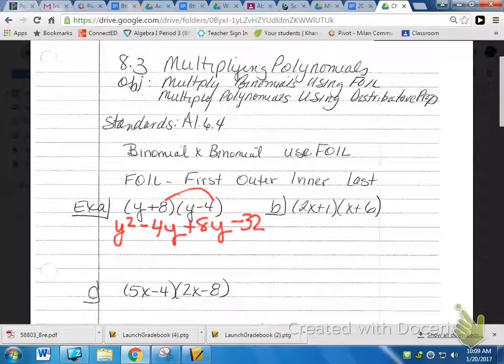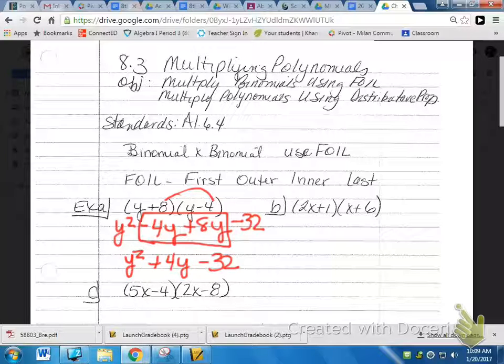Most of the time, almost always, these 2 in the middle will be like terms. It's not 100%, but pretty close. So you should not leave those separated. In fact, anything you're ever doing from now on, you always combine like terms first. So your final answer here would be y squared plus 4y minus 32. We just multiplied 2 binomials using FOIL, first, outer, inner, last.